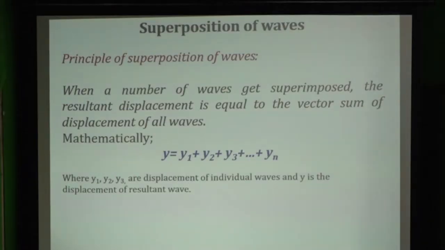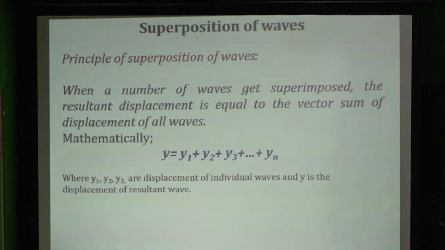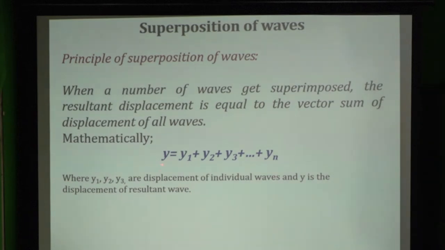And mathematically, we can represent y is equal to y1 plus y2 plus y3. And if we have n number of waves, then we can write yn. So y1, y2, y3 till yn indicates the displacement of individual waves, whereas this y is the displacement of resultant wave.